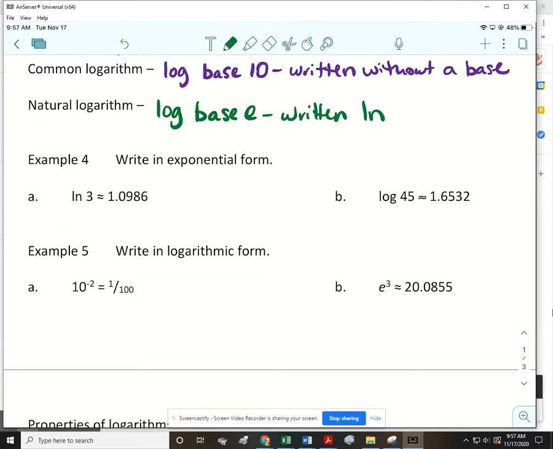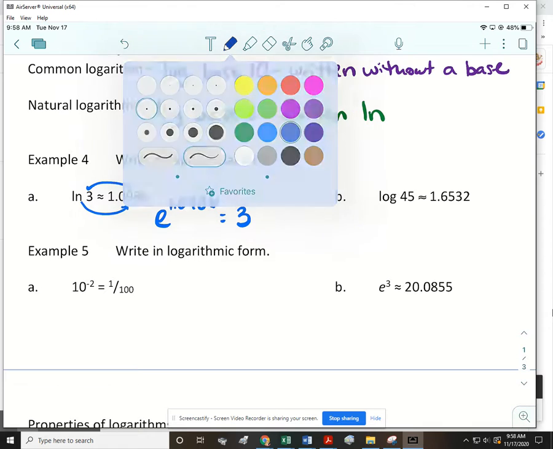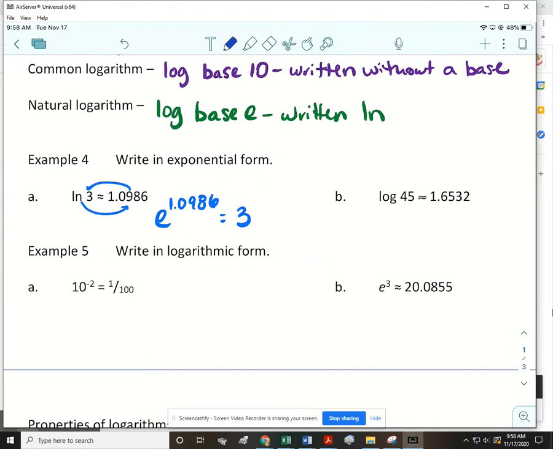All right, so on example 4, we are going to do the same things that we did on example 1, except we're going to either have the natural log or the common log. All right, so we could still kind of try to draw the loop if you all wanted to. Natural log is log base e, so that's going to be e. Right, so the 1.0986 is equal to 3. Now these are going to be harder for you to know if that's true.